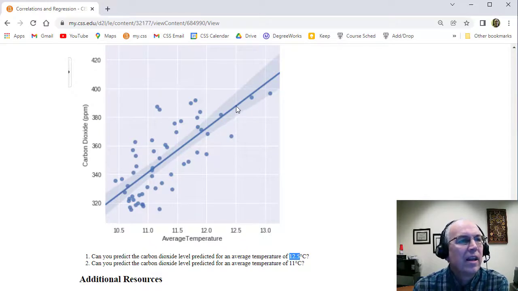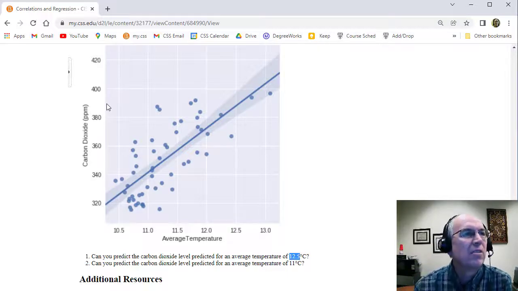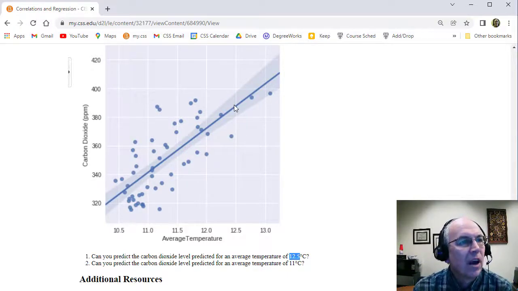And again, I just approximated with the graph, but once we have the equation of this line, we can use simple math to calculate these values. Just feed this value into our equation and get a prediction out of it.